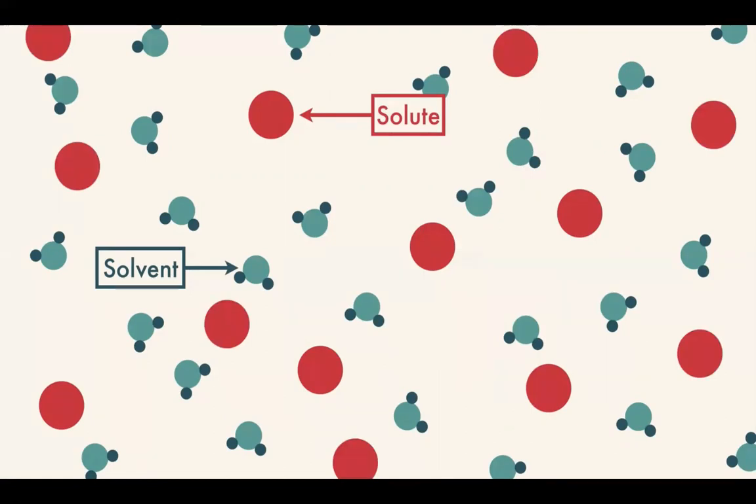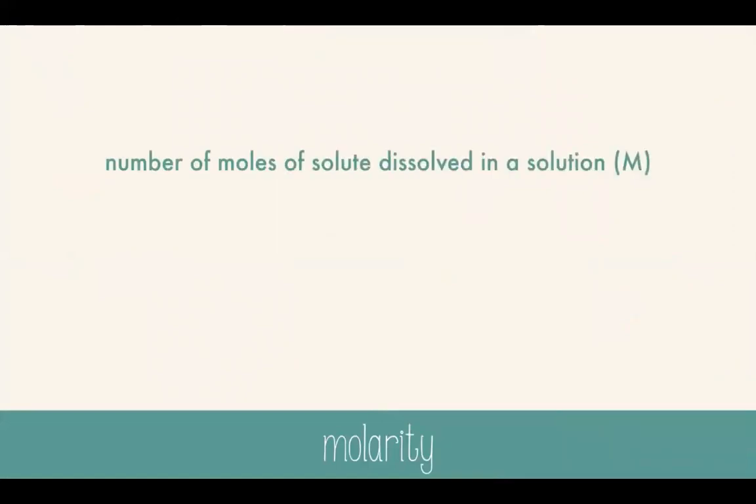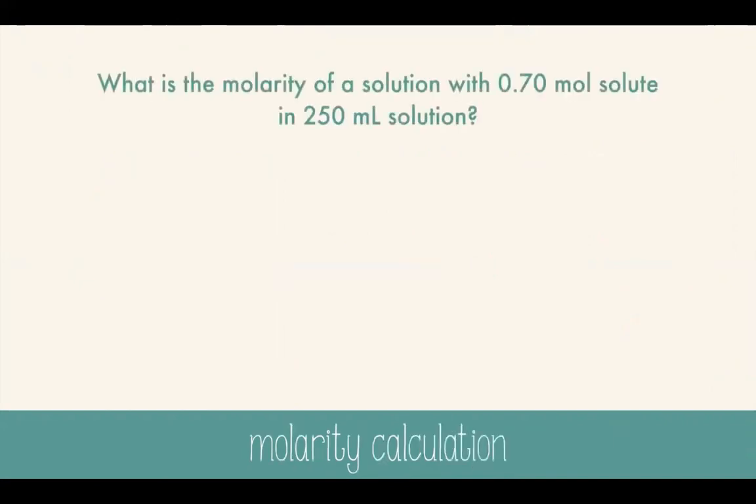To measure concentration, chemists use molarity. Molarity is the number of moles of solute dissolved in a solution, and we use the capital letter M to represent it. You calculate molarity by taking the moles of the solute and dividing by the liters of solution. Instead of writing units as moles per liter, you just write a capital M for molar. Let's try an example. What is the molarity of a solution with 0.70 moles of solute and 250 milliliters of solution? Molarity is moles divided by liters.